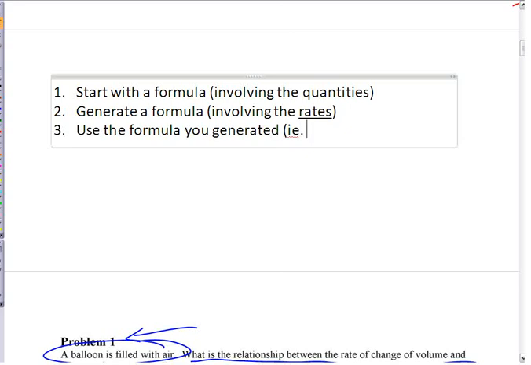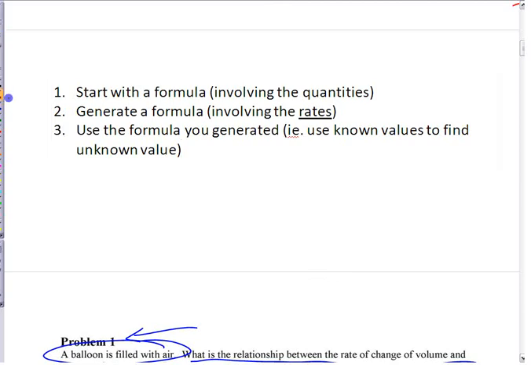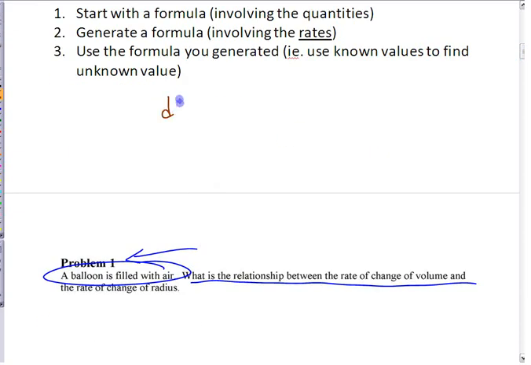Use known values to find the unknown value. It's like any other formula. If you have a formula that has 3 variables and you know 2 of them, you can find the third one. As long as you know all of the values involved except for one. Like the one we had, dA dt equals 2 pi r times dr dt. That formula has 3 variables. What are the 3 variables?